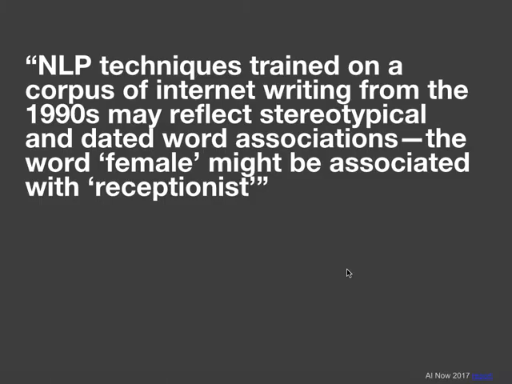Again, as with other machine learning techniques or AI techniques, one of the key problems with NLP is that it has to be trained on some sort of data set. With NLP, it's trained on text, what's called a corpus of text. Even if it's trained on text from now, it would reflect stereotypical word associations, but often the text is from the 1990s or even older, which reflects stereotypical associations of the time. So we need to be conscious of that if we're using these techniques.